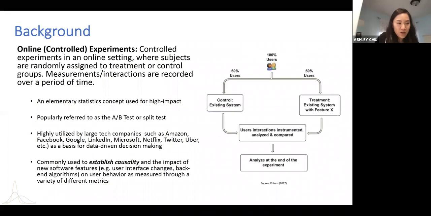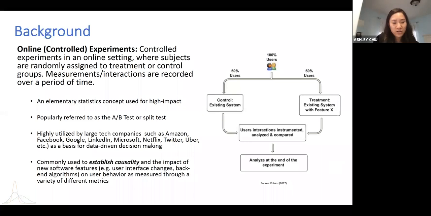Next slide, please. So it's kind of trivial, but it's worth mentioning. Online controlled experiments are basically just controlled experiments in an online setting. Similar to other controlled experiments, you divide your users into a treatment or control group by random assignment. And then your measurements or interactions with your system are recorded over a period of time. This is a very elementary statistics concept, but it's of very high impact. You might have heard it referred to as an A/B test if you did an internship in tech or are researching tech companies. That's something that Melody had also brought up in her talk.